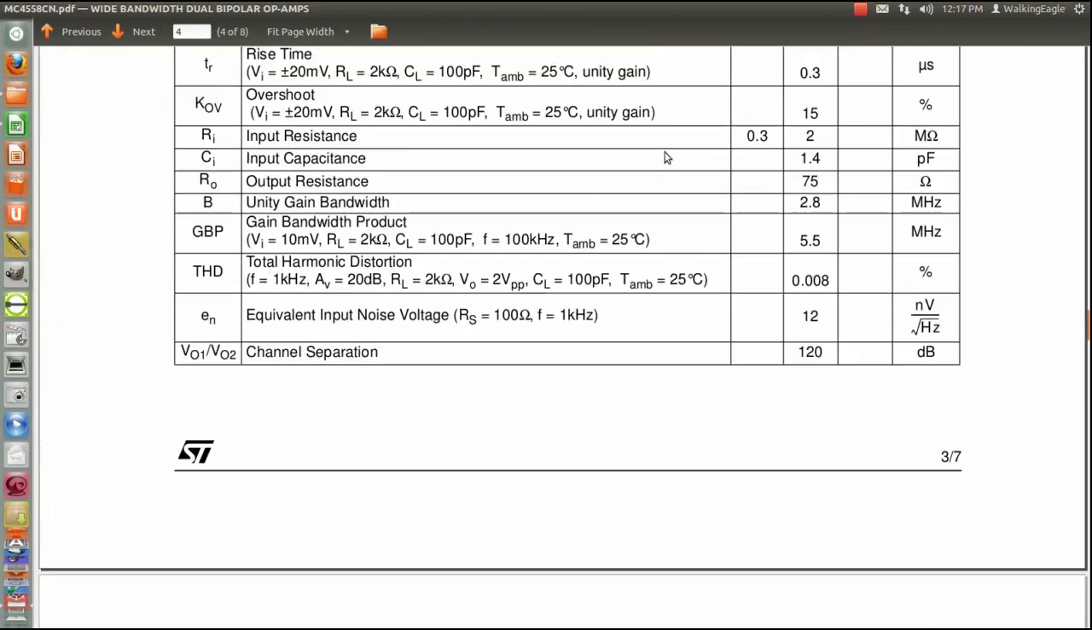Up here, though, that's a real good number right there at 1 kilohertz. With a gain of 20 dB, load resistance of 2 kilo ohms, and they're getting a voltage output of 2 volts peak to peak, it's doing a pretty good job of matching what the input is.